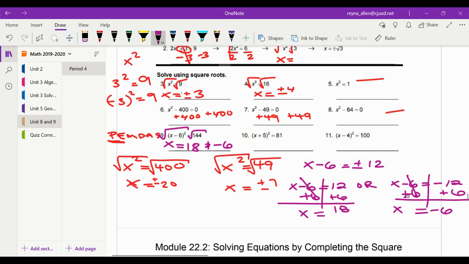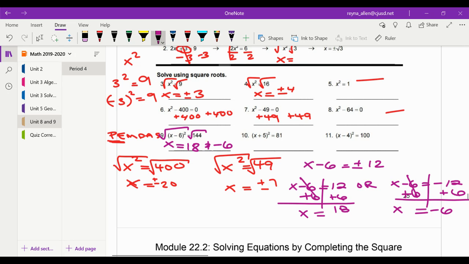So like for number 3, x equals 3 and negative 3. Cool. Number 4, x equals 4 and negative 4. Cool. Number 6, x equals 20 and negative 20. But don't get caught by that if you have to do more math after you do the square root.